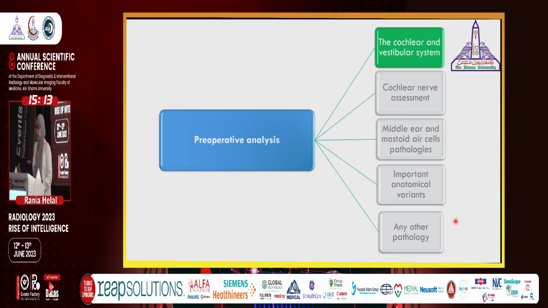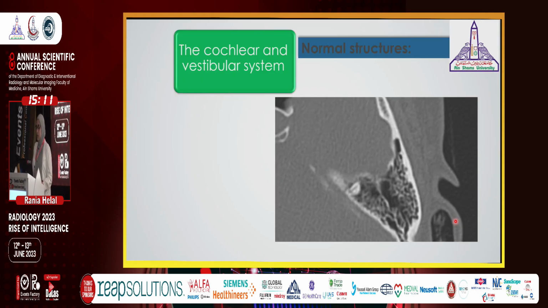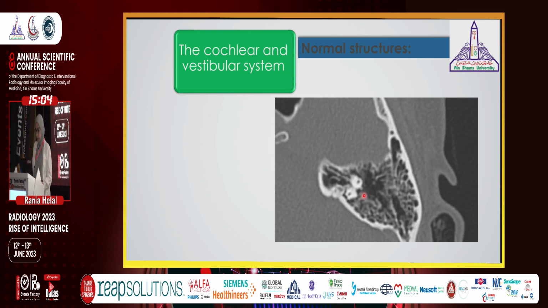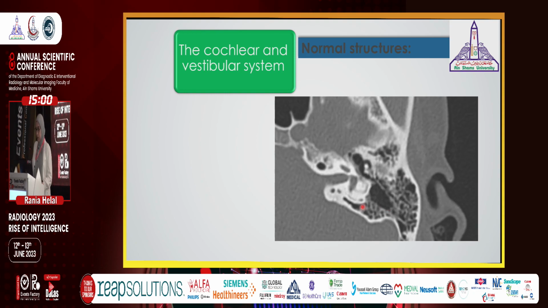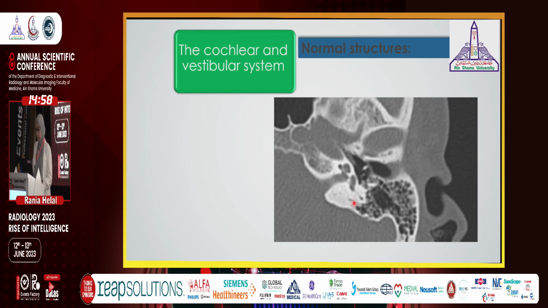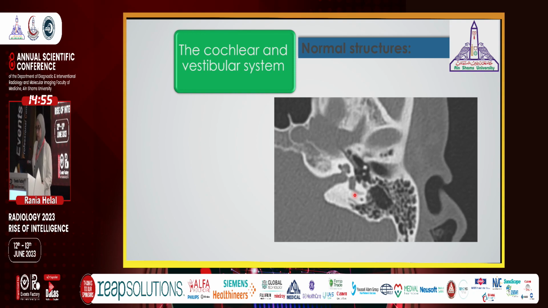We'll start with the cochlear and vestibular system. Here's a normal temporal bone, axial view. We'll go from up down. Here's the superior semicircular canal, lateral semicircular canal, posterior semicircular canal, and here all are connected with a vestibule.